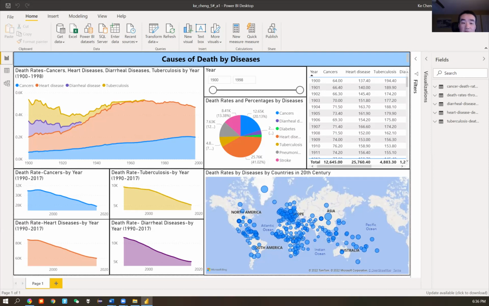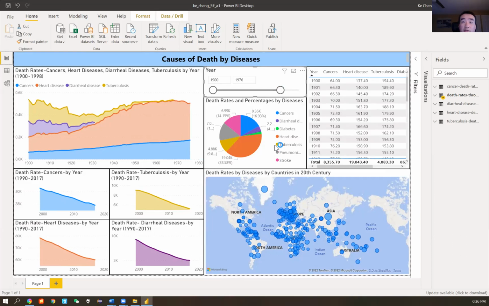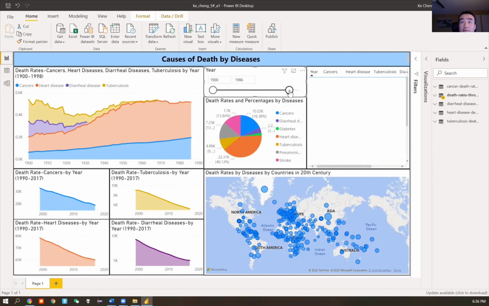The last graph is the year table. I use slicers to let the user choose the year between 1900 and 1998. We can just use these slicers to choose the year. After I choose a different year, all the graphs will change with our choice.